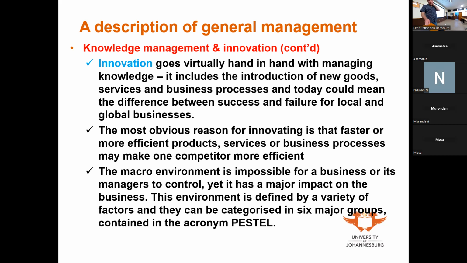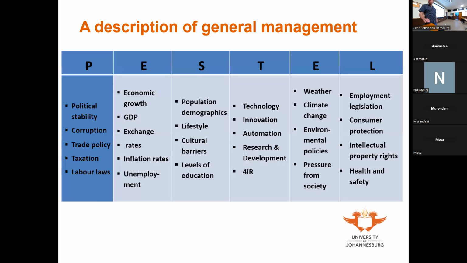So it's got a major impact. The environment is defined by a variety of factors, and they can be categorized in 6 groups. This is the PESTEL we spoke about yesterday. So there's PESTEL: political, stability, corruption, trade policy, all of that is political, the P. Then you've got E, which is economic growth, GDP. Those are the different factors, but there could be more. These are just examples. For every company, you would look at different factors in your PESTEL analysis.